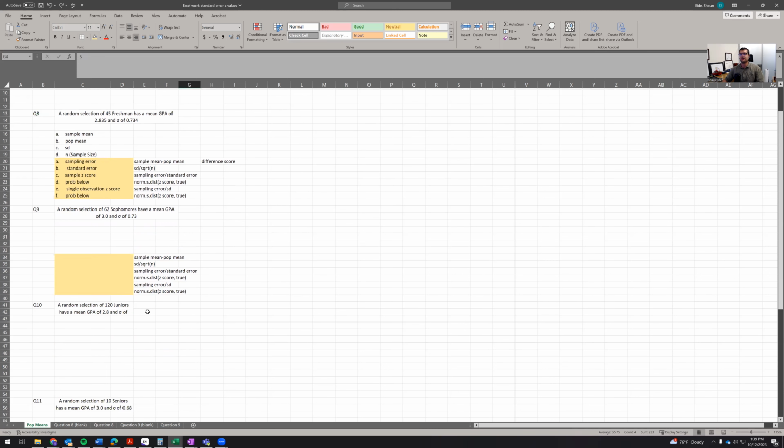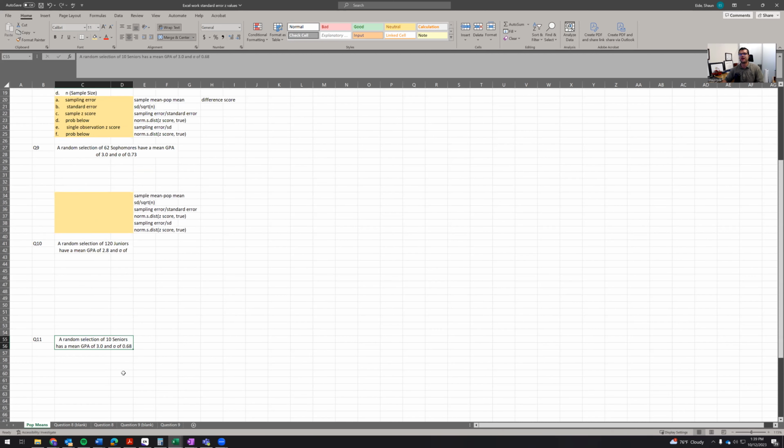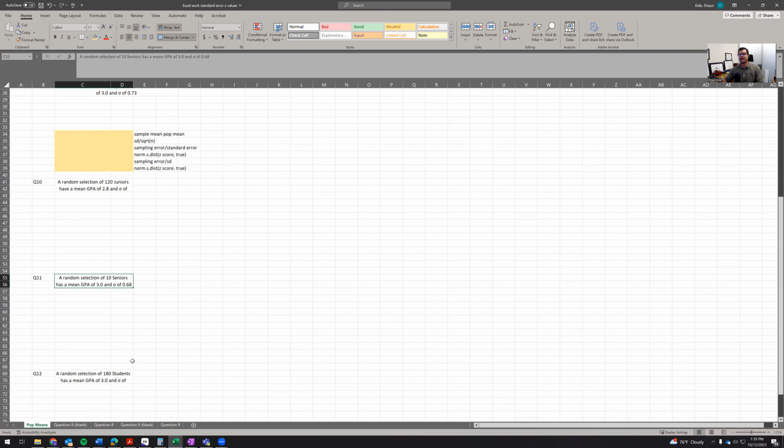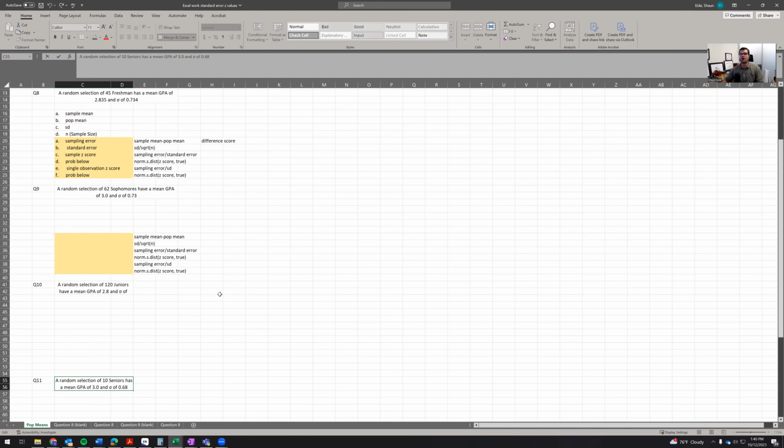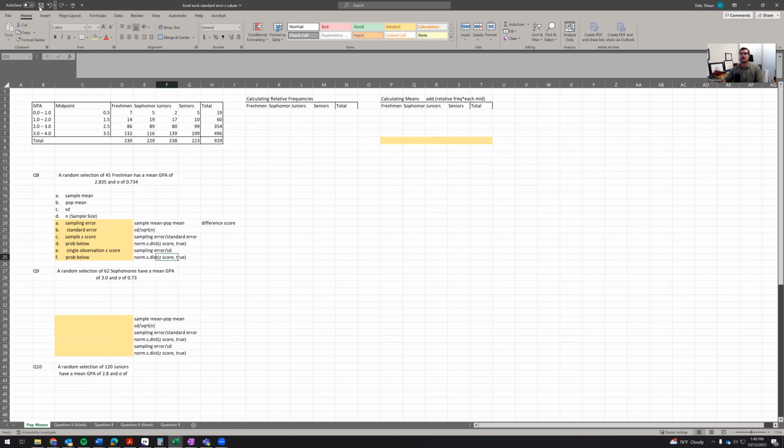So you've got to have a sample of at least 30 in order to get insight from your z-scores. You can still calculate a z-score. It's just that you can't calculate a probability from the z-score that's accurate unless the sample is 30 or more. So be aware of that. So I'm going to save this. It's called Excel Works Standard Error Z Values, and I'm going to upload it for you guys to work on that.